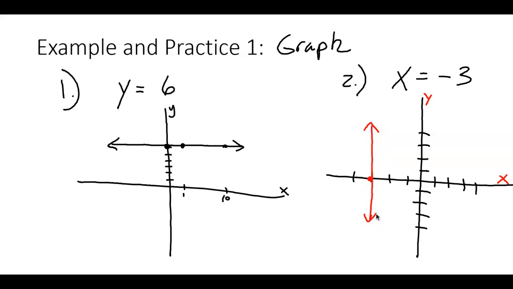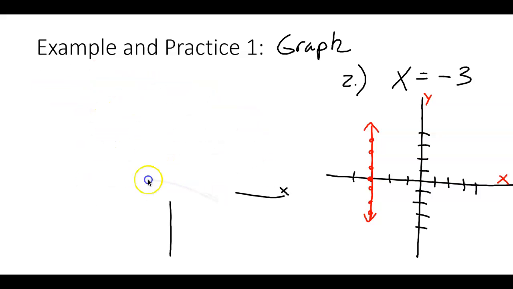And similar explanation here. There's only an x in this equation. Every point I pick on this line, the x value is always going to be -3. The y value could be different. It goes up and down, but the x is always -3. So that's why it looks vertical. So y equals and x equals. So that's our first topic for graphing today.